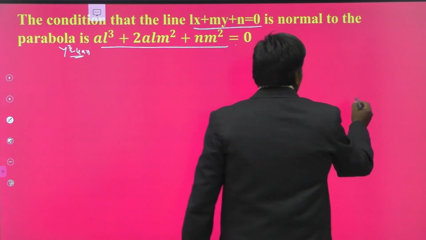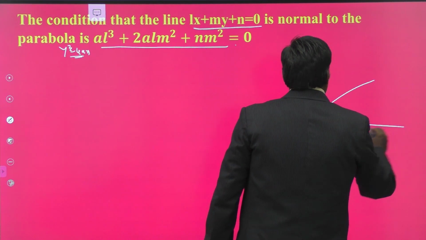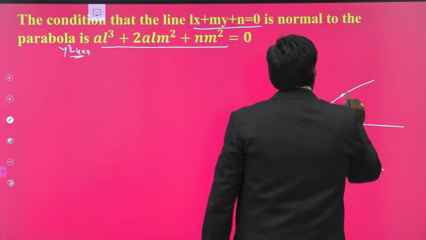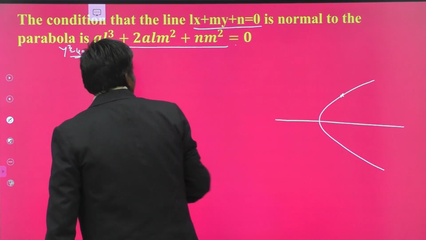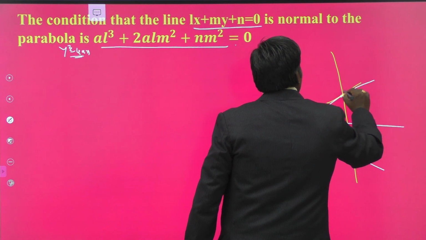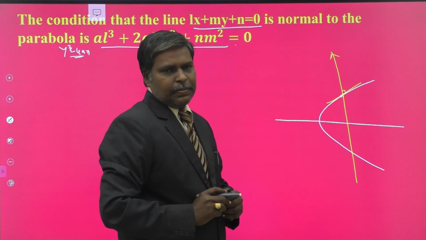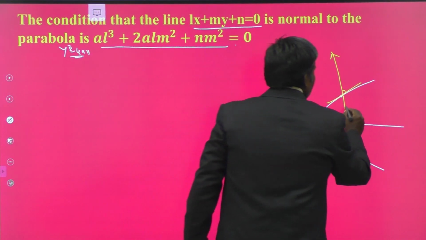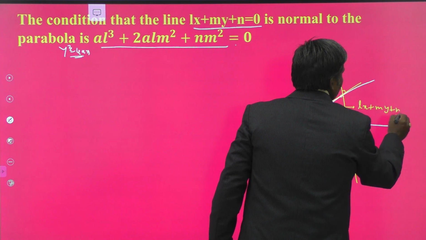So, this is my parabola y² = 4ax. This is the axis of the parabola. Okay. This is the line Lx + My + N = 0. It is normal to the parabola. The condition is like this. You are going to prove that. What is the line equation here? Lx + My + N = 0.